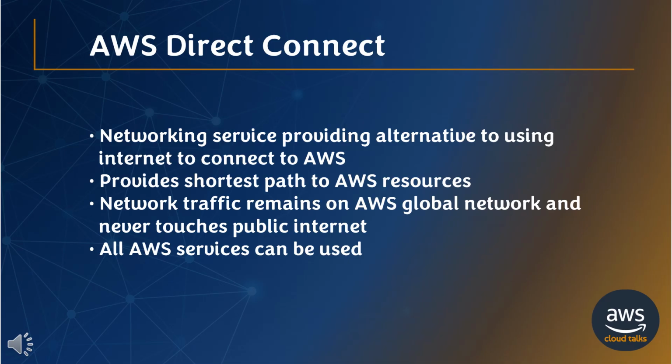AWS Direct Connect is a networking service that provides an alternative to using the internet to connect to AWS. It provides the shortest path to your AWS resources from your on-premises data centers. While using AWS Direct Connect, network traffic remains on the AWS global network and never touches the public internet. All AWS services can be used, including Amazon EC2, Amazon VPC, Amazon S3, and Amazon DynamoDB.